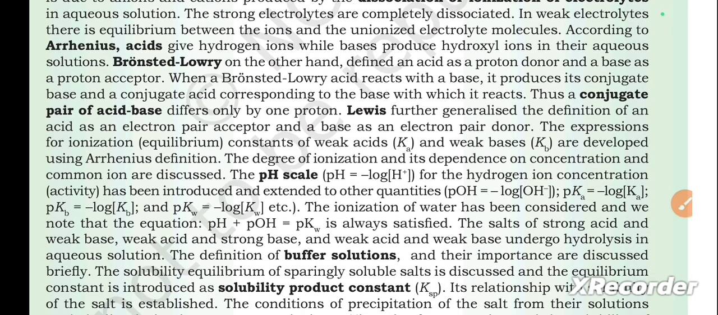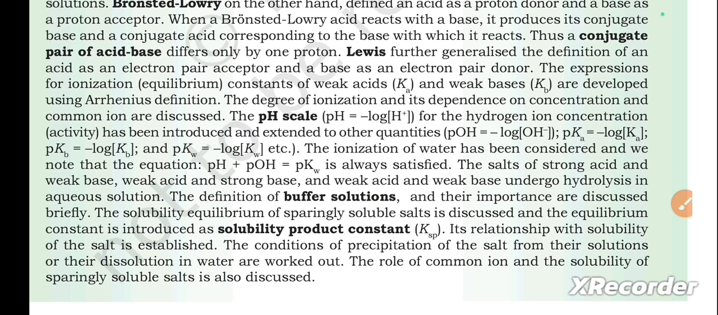Lewis further generalized the definition of an acid as an electron pair acceptor and a base as an electron pair donor. The expressions for ionization constants of weak acids and weak bases are developed using the Arrhenius definition. The degree of ionization and its dependence on concentration and common ion are discussed. The pH scale for the hydrogen ion concentration has been introduced and extended to other quantities.